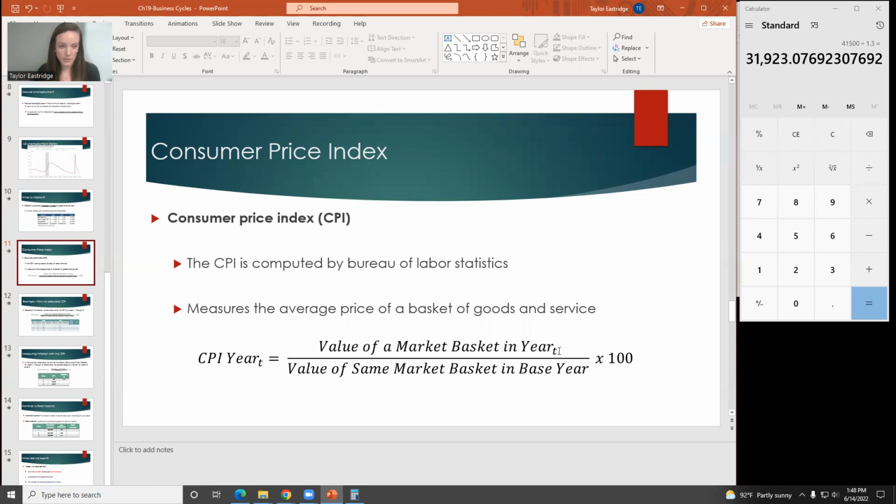So that's the Consumer Price Index. It's measured with a calculation of the value of a basket of goods in year T, whatever given year we're looking at, over the value of the basket of goods in a base year, times 100. So let's look at an example. I think this will make more sense when we break it down.